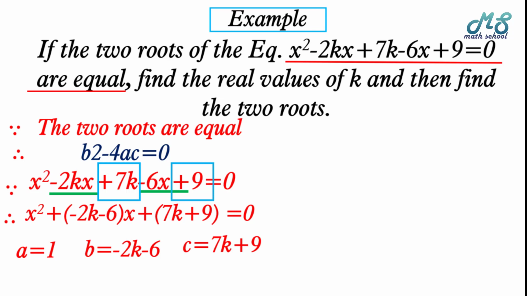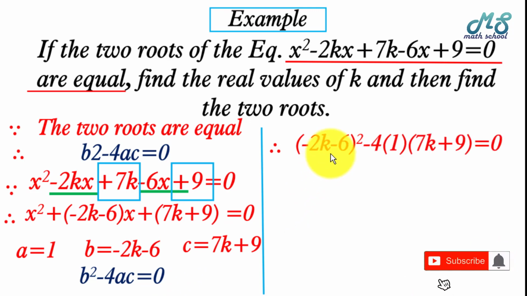Now the two roots are equal. We can deduce that b squared minus 4ac equals 0. Now substitute in the relation. b equals what? b equals negative 2k minus 6. Now we have negative 2k minus 6 all squared minus 4 times 1 times the value of c, it will be 7k plus 9 equals 0.